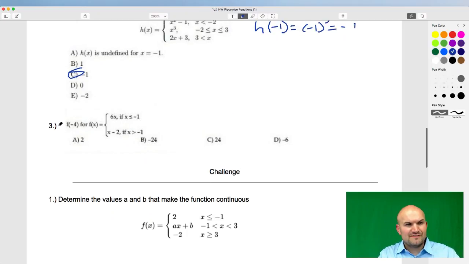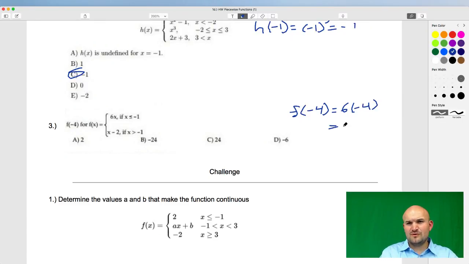And then the last one we have here is f of negative 4. So again, we're looking for what the domain restrictions are for negative 4. Well, this one's saying x is less than or equal to negative 1. This is saying for all values that are greater than negative 1. Negative 4 is less than negative 1, so you're going to want to plug that into the second equation. So f of negative 4 is equal to 6 times negative 4. 6 times negative 4 is negative 24. And there you go. So, all right, guys, that is kind of it.